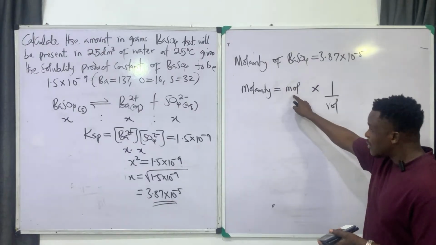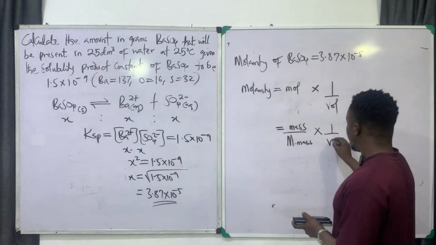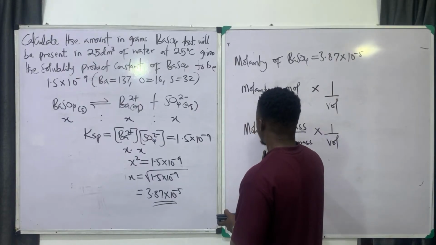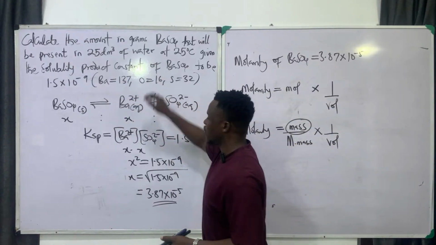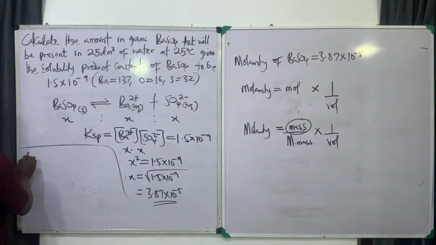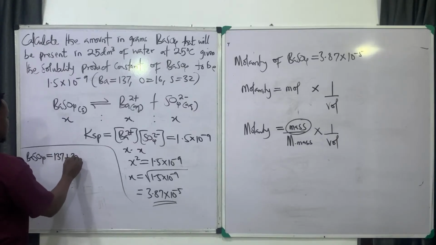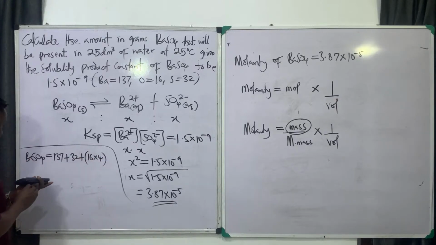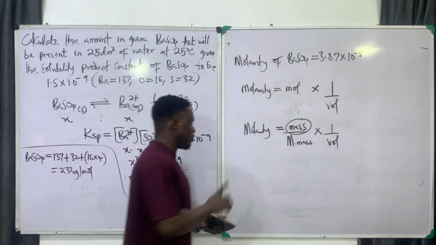Now, we know that mole equals mass over molar mass, so mass over molar mass times 1 over volume equals molarity. Now, this is what they're asking me to find. And they gave me the values to solve for the molar mass of barium sulfate. Barium is 137 plus sulfur is 32 plus oxygen is 16 times 4. So 137 plus 32 plus 16 times 4 is 233 grams per mole.